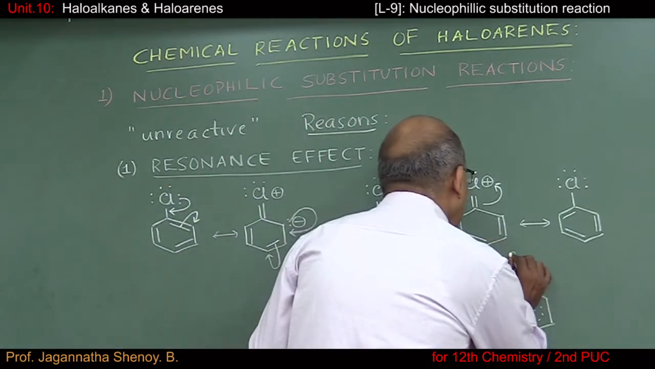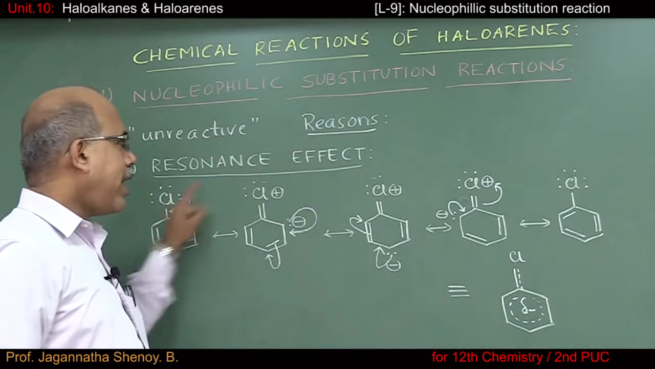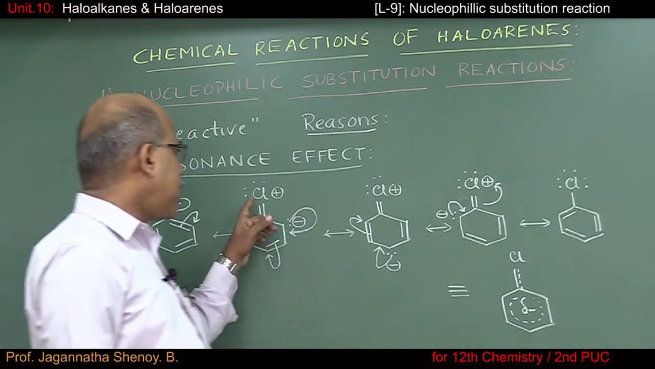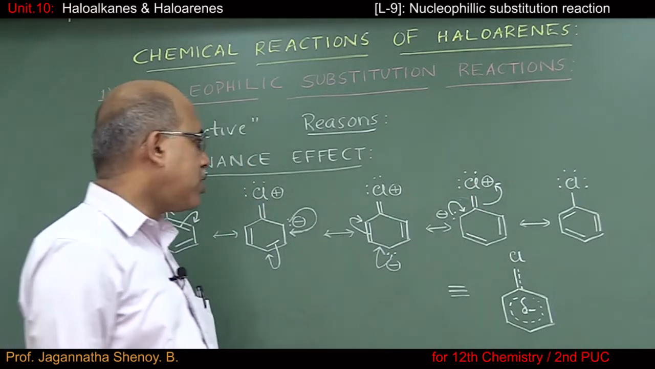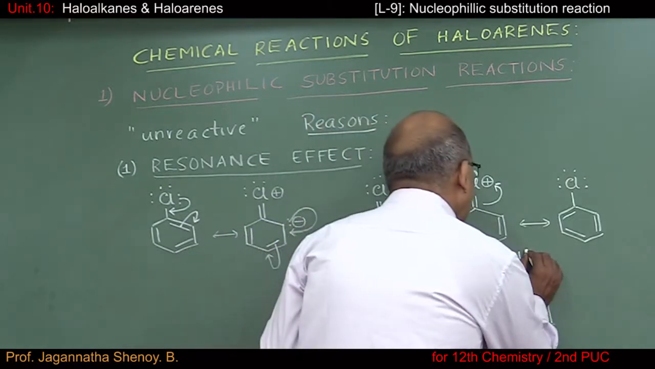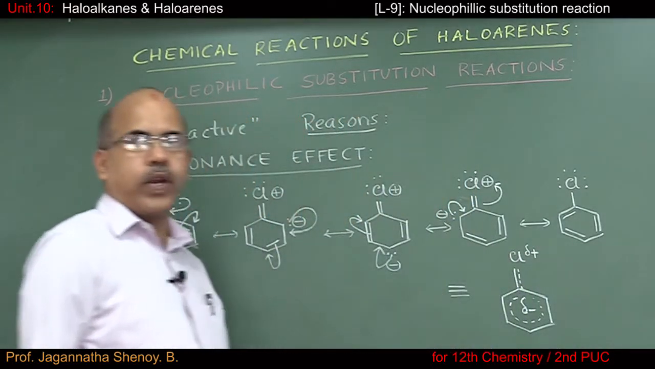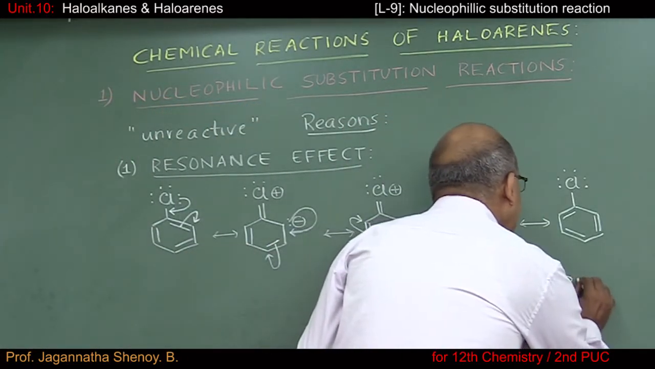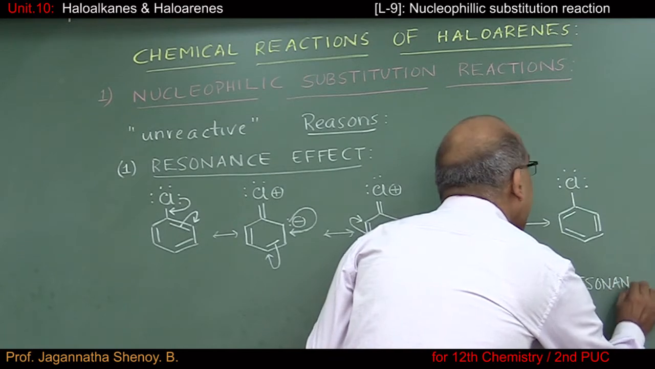We have chlorine atom here. On chlorine atom, in the first and the last resonating structures, we do not have any charge, but the 3 in between have positive charge. That's why this chlorine should have partial positive charge. In other words, what I have written here is the resonance hybrid.